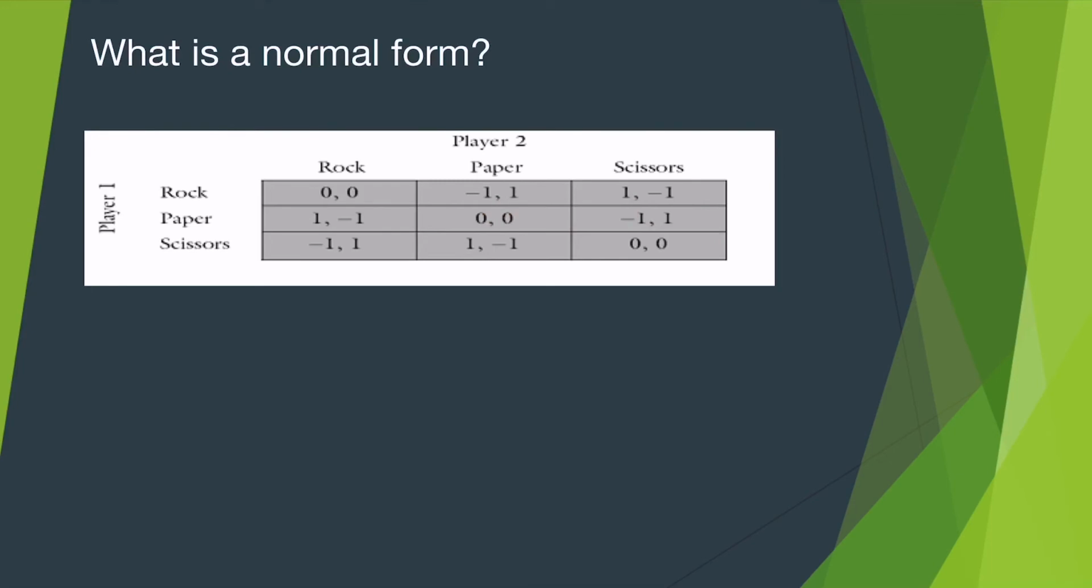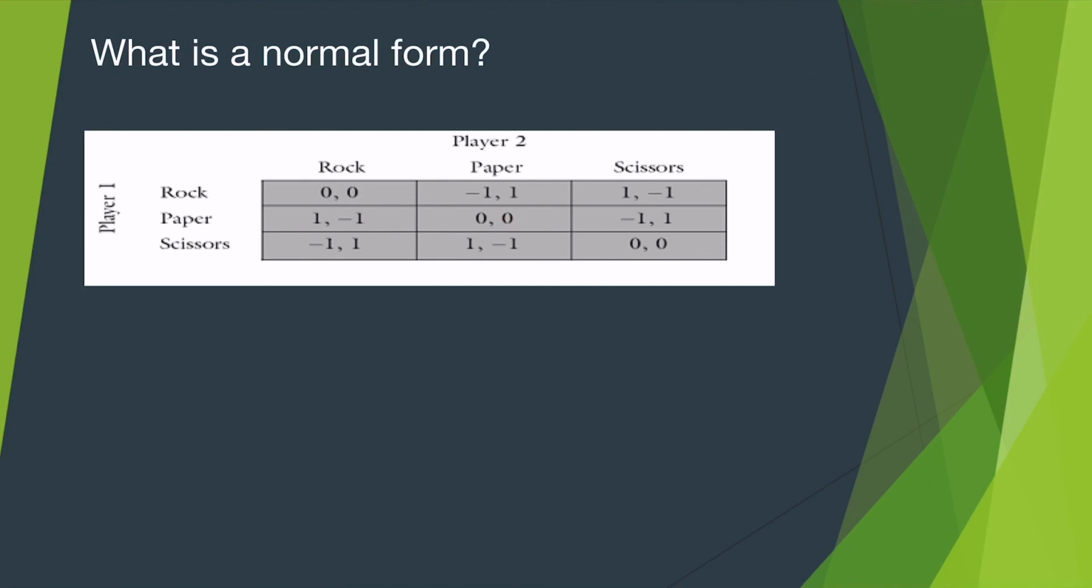Again, each cell represents the payoffs for both players. So let's look at this cell. It says 0, 0. The first number is the outcome for the first player and the second number is the outcome for the second player. So here they both get 0 points. Check this one, this cell will be executed if player 1 chooses rock and player 2 chooses paper. And the outcomes are -1 for player 1, and 1 for player 2. And it makes sense, because paper beats rock, so the second player wins the game.